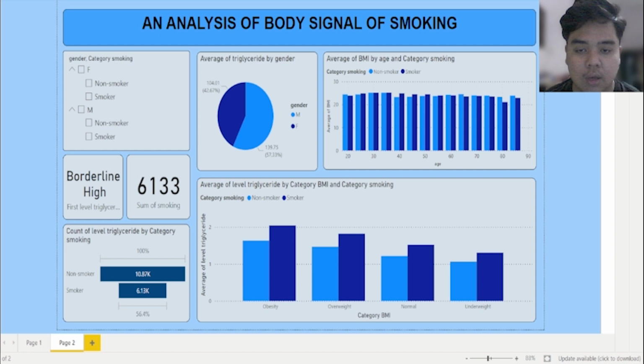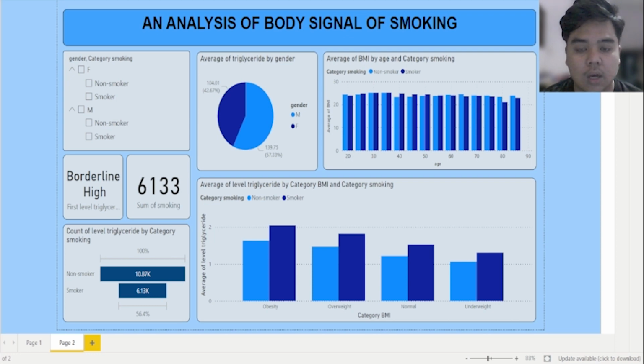For the first figure, the left one is the average of triglyceride by gender, which answers the research question: does the category of gender affect the level of triglyceride? The figure above presents an overview of the dashboard for the third objective. Triglycerides are a type of fat found in our blood. When we eat, our body converts any calories it doesn't need to use right away into triglycerides.